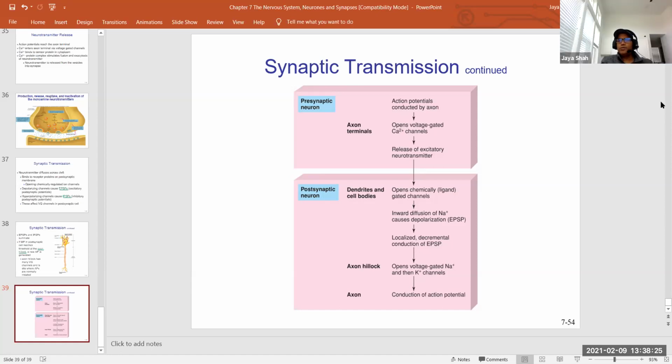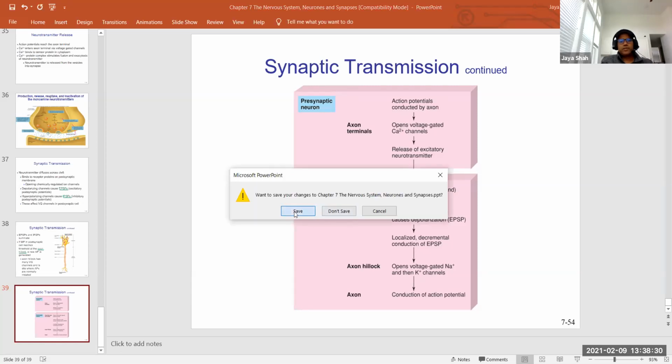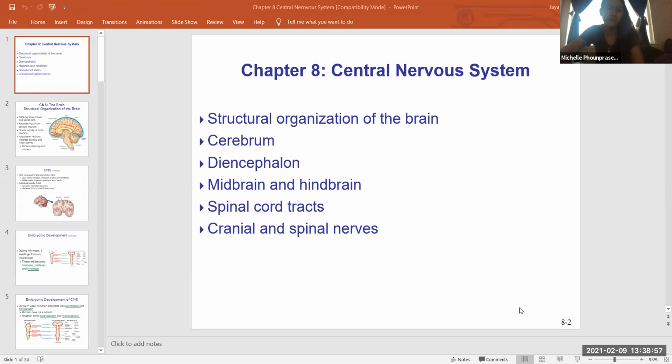So now we're going to go to the next chapter. Just to clarify, Professor, the dendrites and the cell body do not have any voltage gated sodium channels. Only the axon hillock has that. Yes, there are some, but most are concentrated in the axon hillock, because that's where the action potential begins. Yes, on the hillock. Okay.